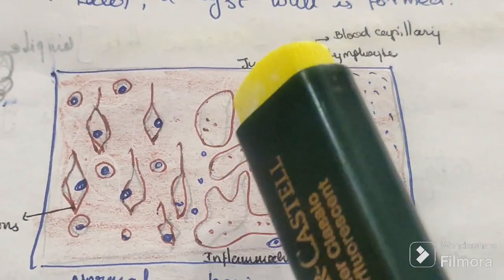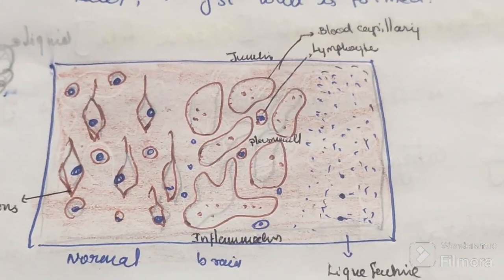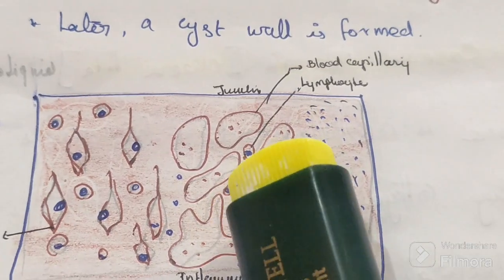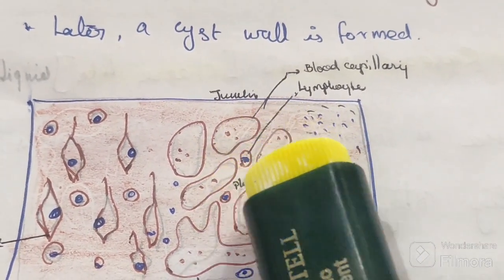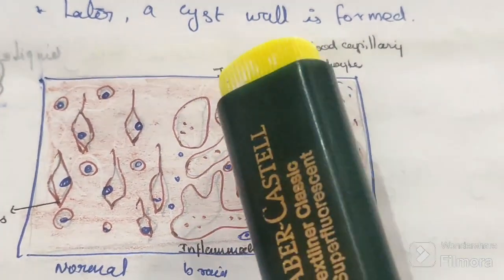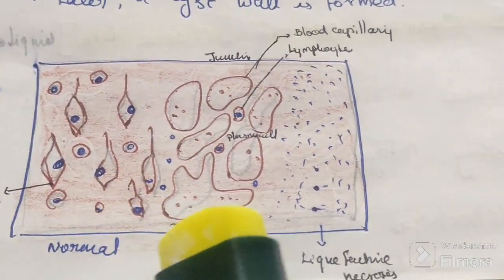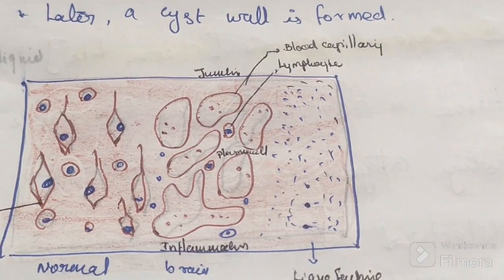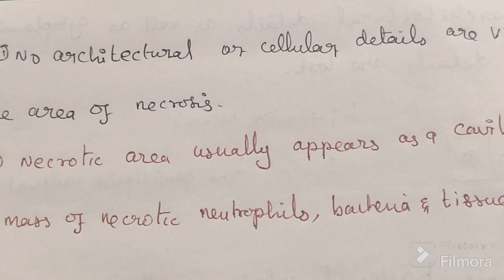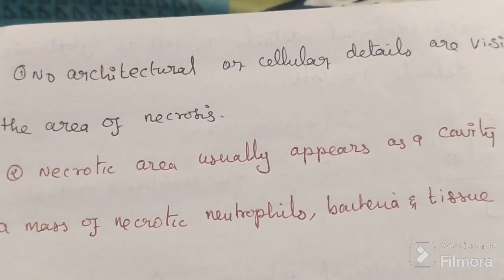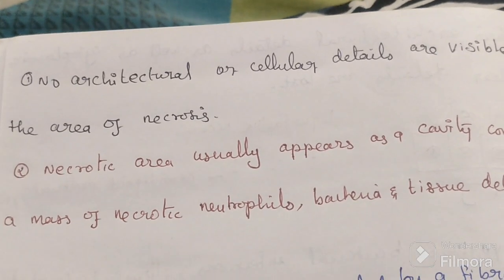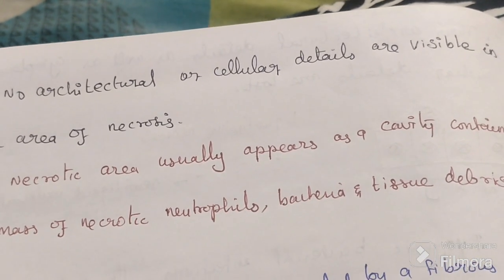In the junction in between, an inflammatory cell is present. This one is the blood capillaries. This one is the lymphocytes. This one is the inflammatory cell. In between at the junction, this one is normal. This one is the liquefactive necrosis. So microscopically, liquefactive necrosis has no architectural detail. After that, everything disappears here.